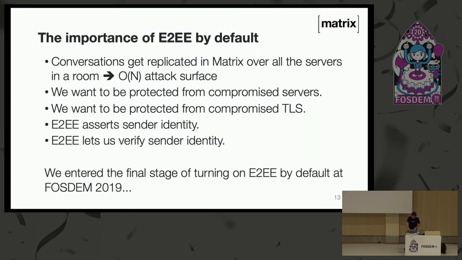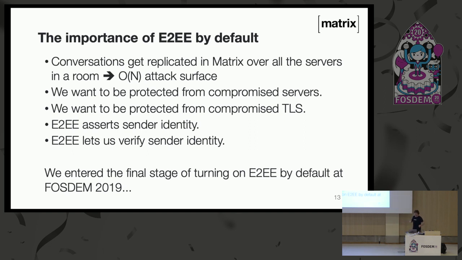Finishing E2E in Matrix. First of all, E2E by default is obviously really important for various different reasons. First of all, we're replicating conversations everywhere in Matrix in the first place. And so every server that joins a room gets a copy of that data. If it's not end-to-end encrypted, your attack surface just scales linearly. And that is obviously bad news.